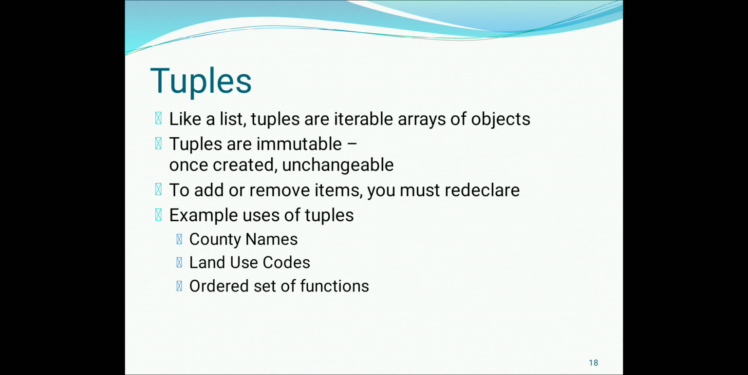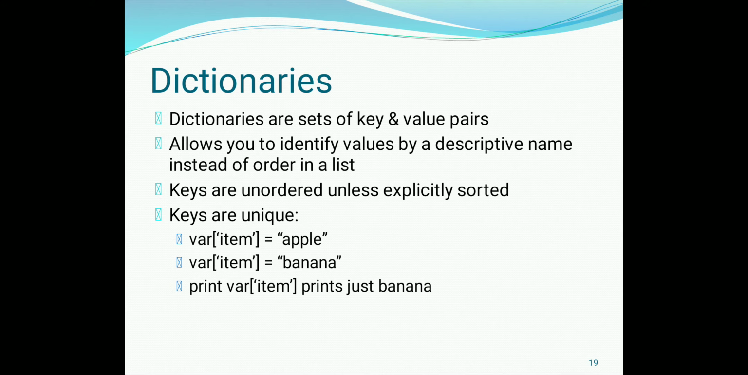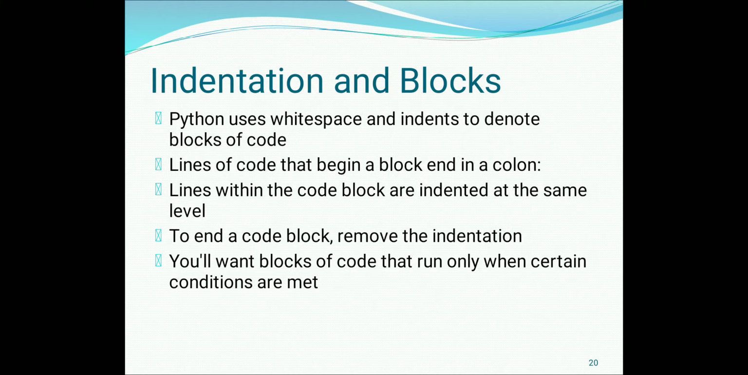Tuples. Like a list, tuples are iterable arrays of objects. Tuples are immutable, once created unchangeable. To add or remove items, you must redeclare. Now, dictionaries. Dictionaries are sets of key and value pairs. They allow you to identify values by a descriptive name instead of order in a list. Keys are unordered unless explicitly sorted.